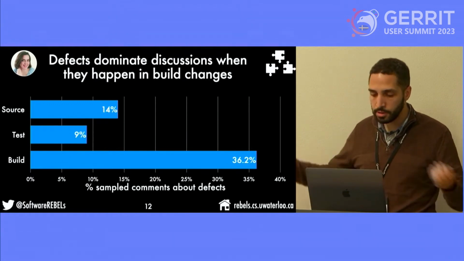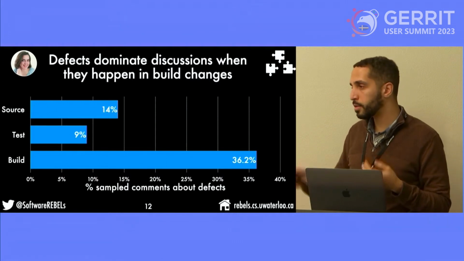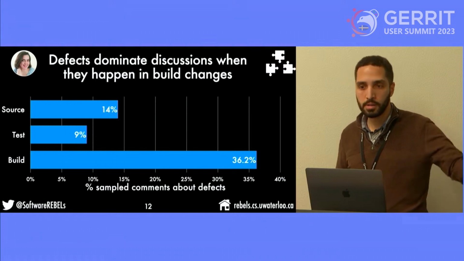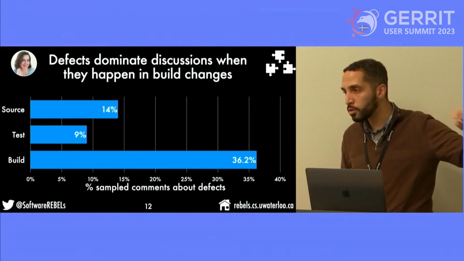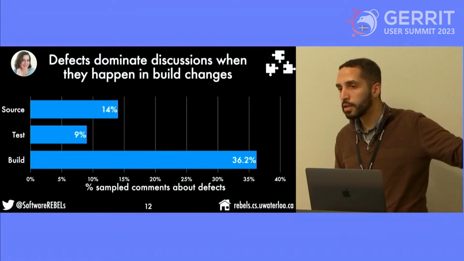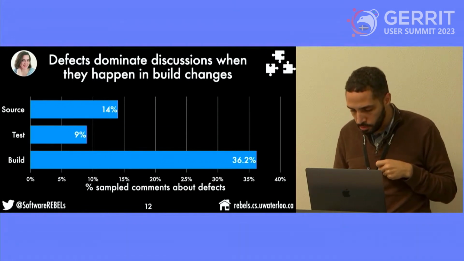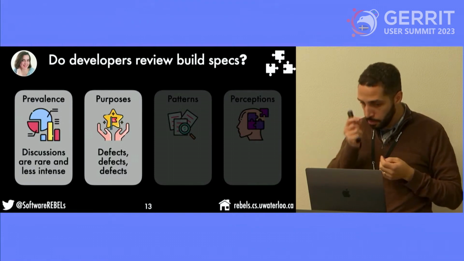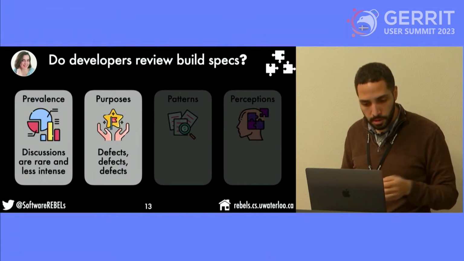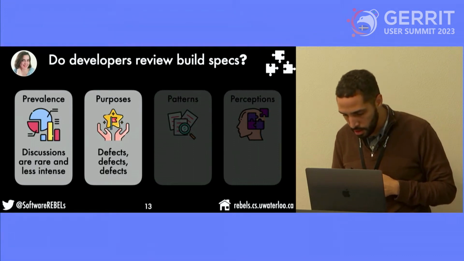So 36.2% of the comments that we sampled were pointing out bugs in build files. Whereas when people study source code, it's only about 14% of the comments that are talking about defects. So what's going on? Why are people raising comments on build files? Well, defects, defects, and more defects.